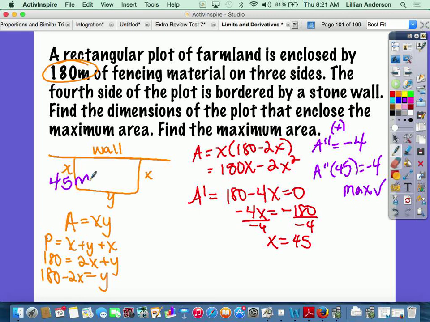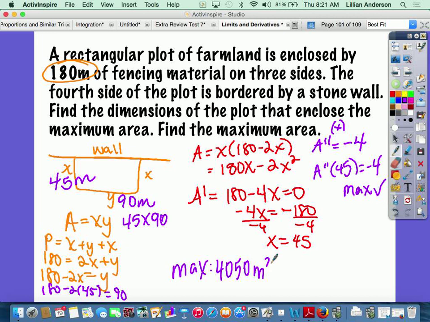meters. And then to find my y, all I gotta do is plug it back in down here, which is 90. So my dimensions of the plot that enclose the maximum area are 45 meters by 90 meters. And then my maximum area will be 45 times 90, which is 4,050 meters squared.